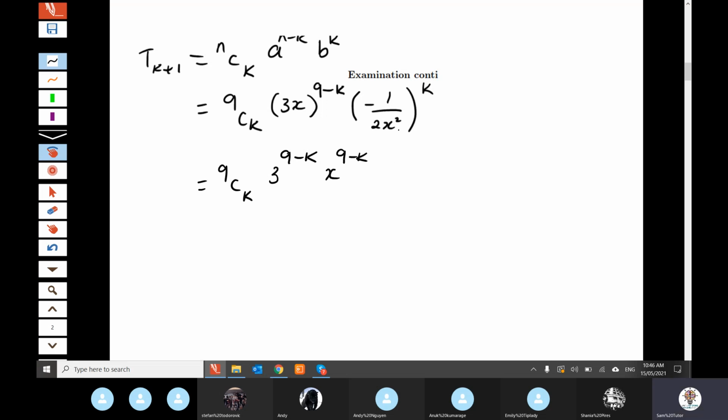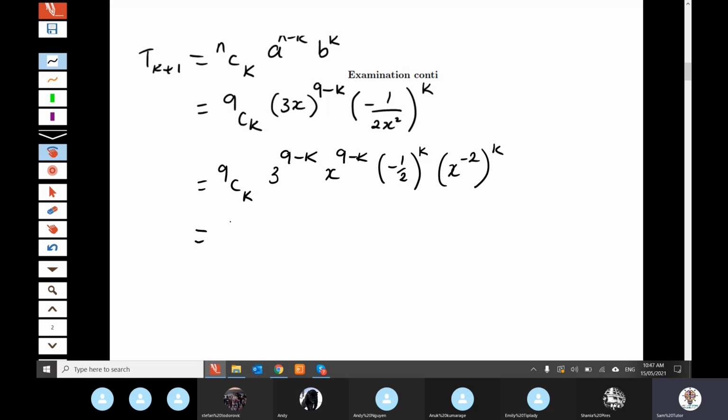Now, how do I make this by itself? Let's see if you guys agree with me. Negative a half to the power of k. There you go. I just took out my constant. And then x should have been x to the power of negative 2 to the k. Agree? It's good. Now I've separated them, but I only wanted x's together and my constants together.